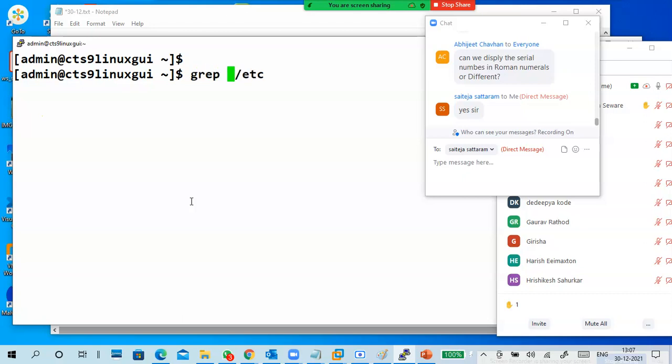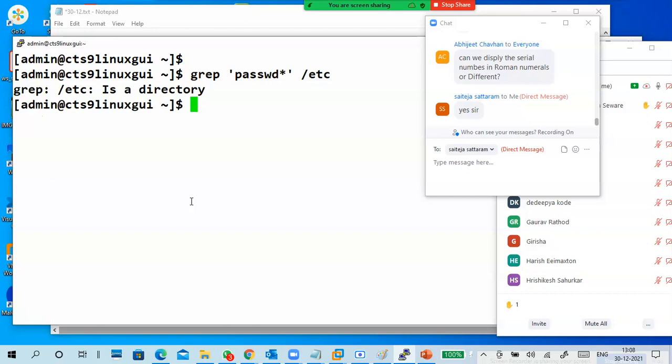Okay. passwd star, kind of stuff. Anything: passwd123, passwd rfc, like that. Is there any file like that in /etc? Okay, so what is it? /etc is a directory. You cannot find the pattern here inside.